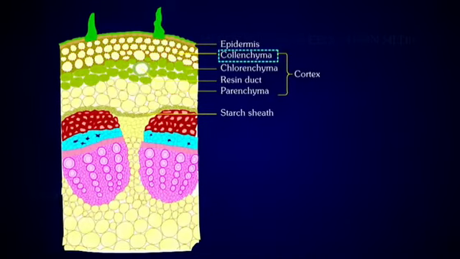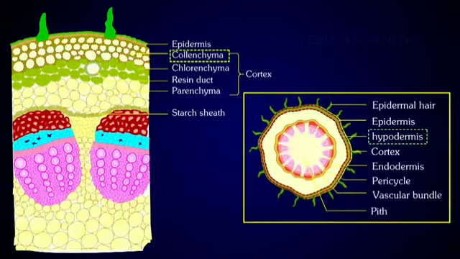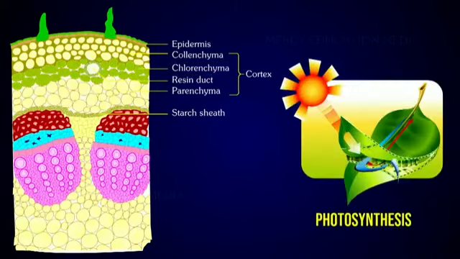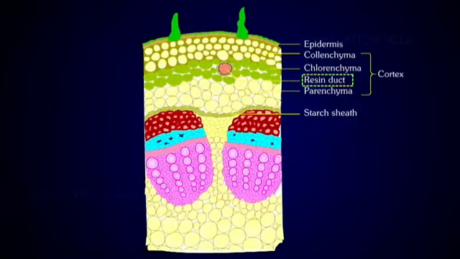Second one, middle cortex. It is made up of a few layers of collenchyma. It is involved in photosynthesis due to the presence of chloroplasts. Third one, inner cortex. It is made up of a few layers of parenchyma cells. It helps in gaseous exchange and stores food materials. Next, endodermis is the innermost layer of the cortex. It consists of a single layer of barrel-shaped cells. These cells contain starch grains, so it is called the starch sheath.